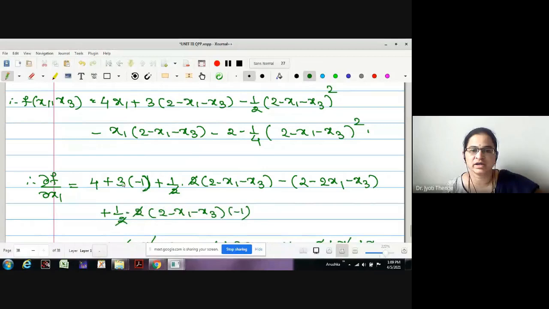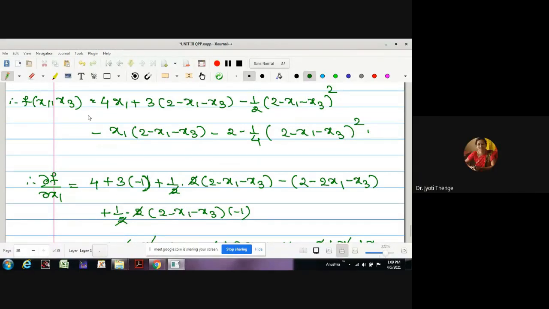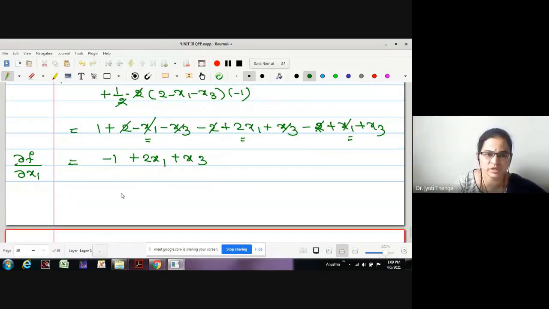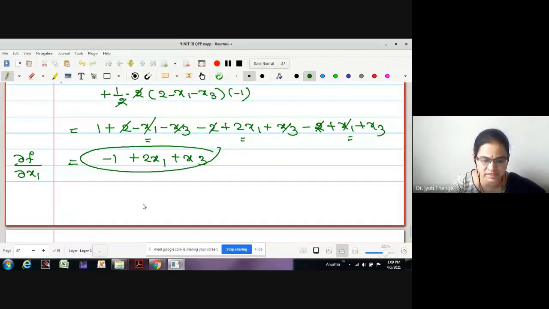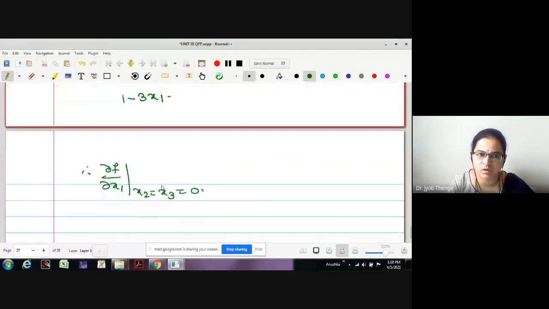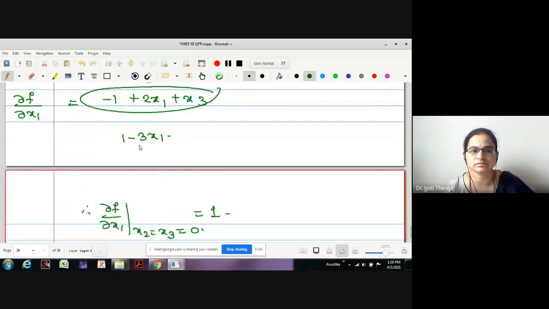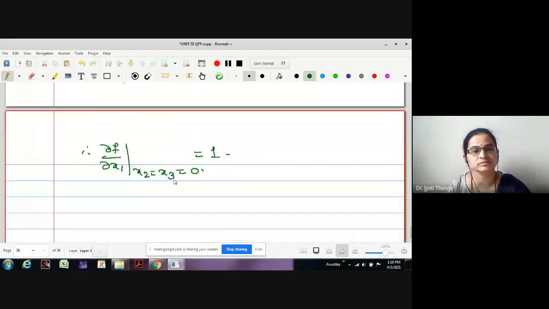Either you are getting a mistake somewhere. So please check this value. Actually, here it should be, please check it afterwards, this is 1 minus 3x1. I will also check later. Okay. So the value here we will get as 1. Okay. No, there is a mistake. You please check the value. I will also check later.